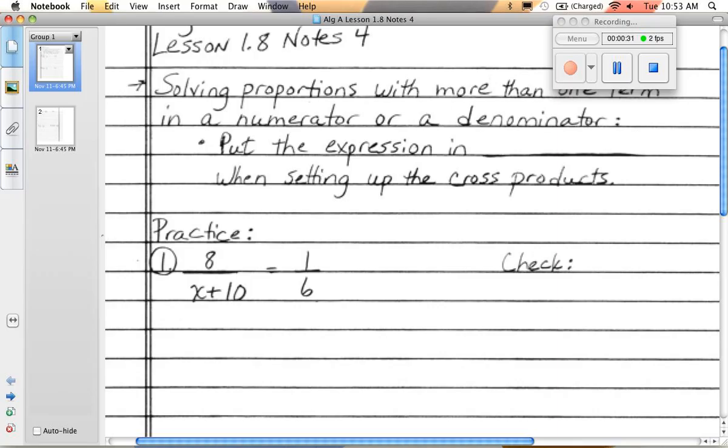When that is the case, we're going to put the expression that has more than one term in parentheses. Yeah, we need them in parentheses. That's going to be a really important step. If you do not put them in parentheses, your success is going downhill right from there. Okay?